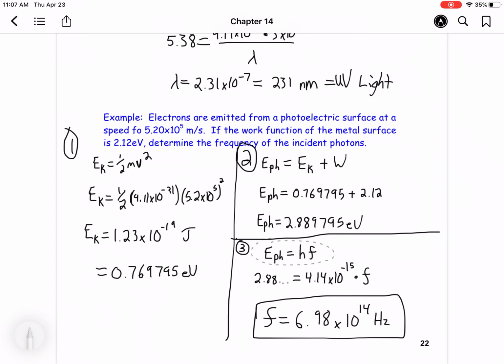So then I can use EPH equals HF and do that, and I get a frequency of 6.98 times 10 to the 14 hertz. Okay, so step 1 is find the energy of the electrons. Step 2, apply the conservation of energy equation. And step 3 is then find the frequency of the photons. All right, again, I double checked my calculations, but I could make a mistake, so let me know if I did. It's very important that you start to see these pathways.